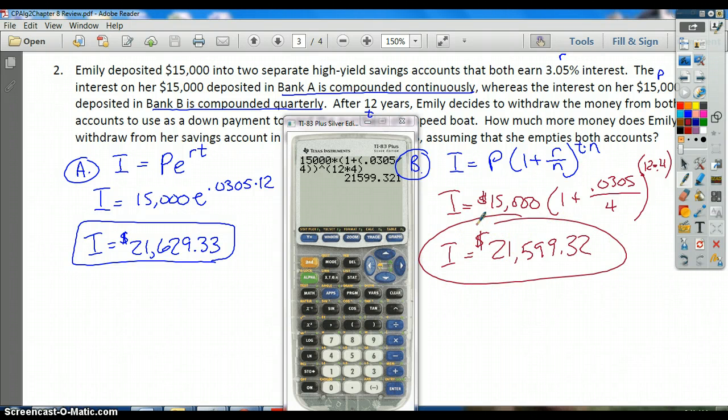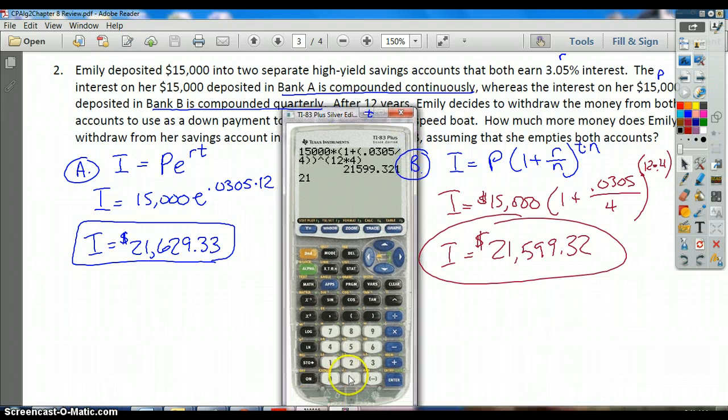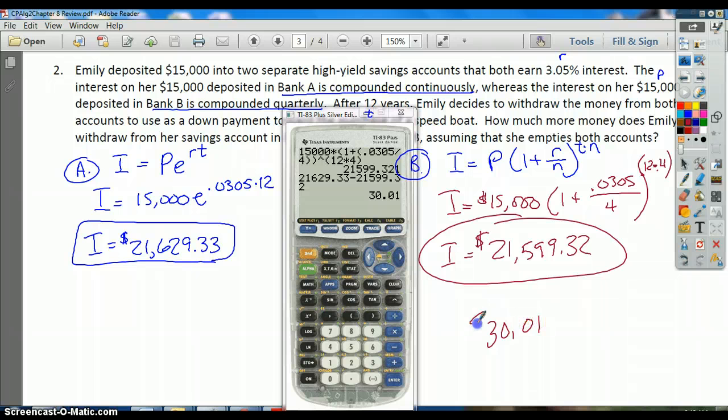Okay? So, how much more money does Emily withdraw from her savings account from Bank A than from Bank B, assuming that she empties both out? So what I'm going to do is just do a simple subtraction problem here. $21,629.33 minus $21,599.32. So our difference is $30.01. There's our difference. Okay, so we'll pause this and move on.